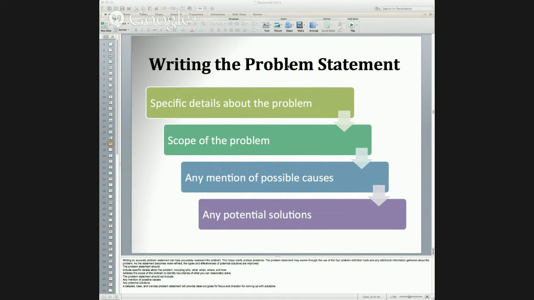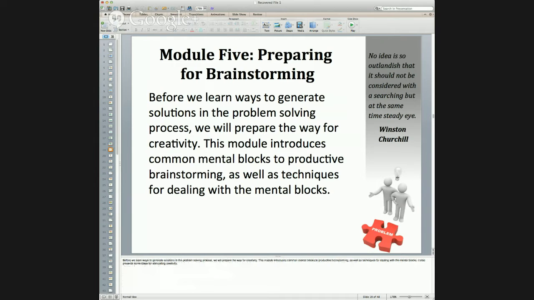Hope that is clear, and now we will move into module number five, preparing for brainstorming.